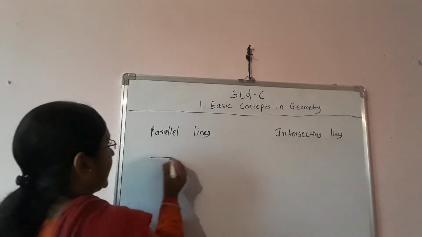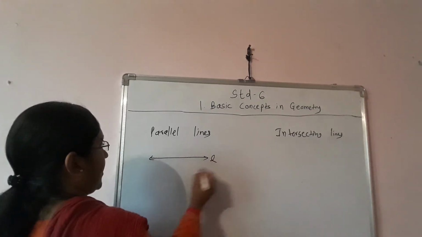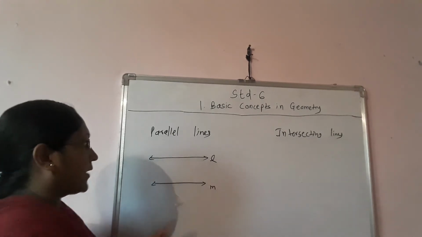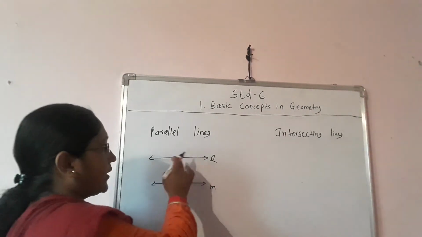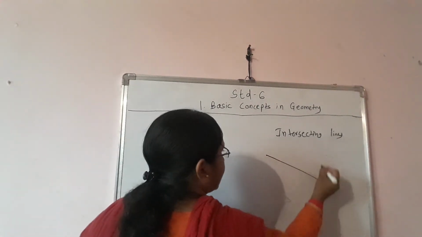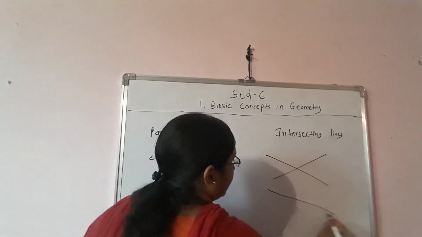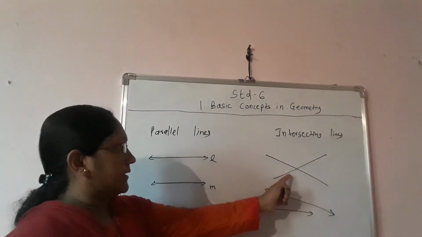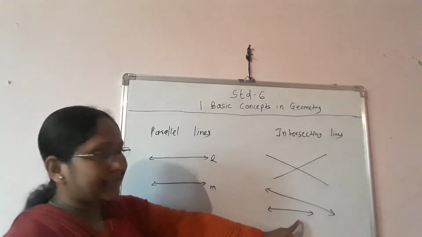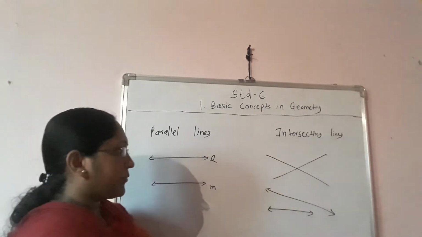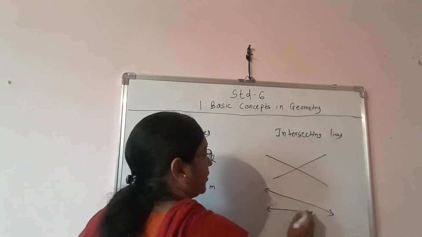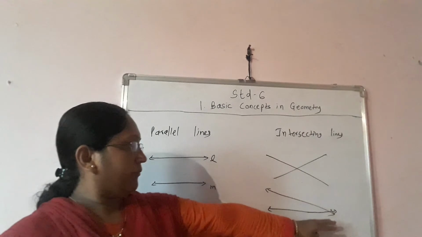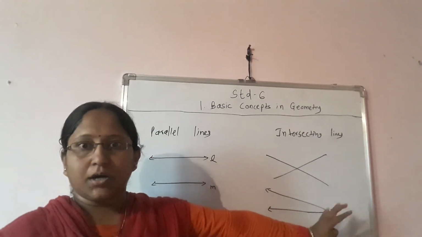Suppose two lines, L the first line and M the second. These two lines do not intersect. Intersecting means like this, or this one. This is also an intersecting line. This is also intersecting. How? If we extend this line, then at one point they intersect.